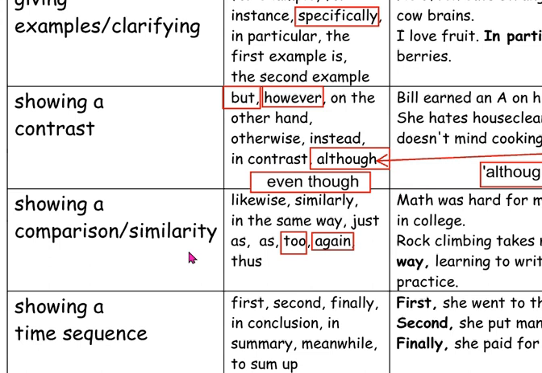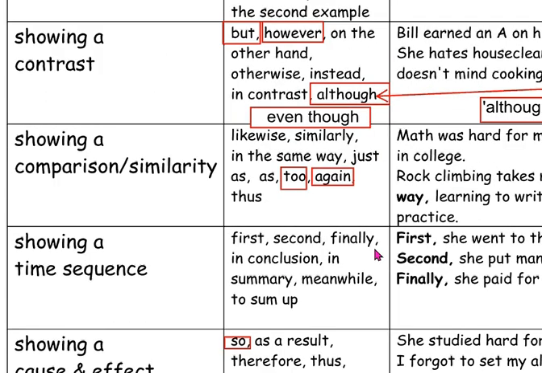Okay, next we have words of comparison and similarity. This means two things are similar, and most of these words are going to be used at the beginning of a sentence. Sometimes "to" and "again" or "as" could be used in the middle of the sentence. So don't worry too much about the grammar here, just focus on the meaning.